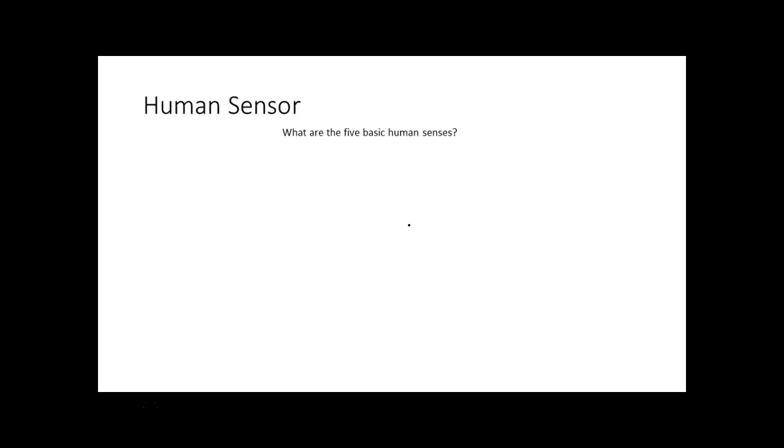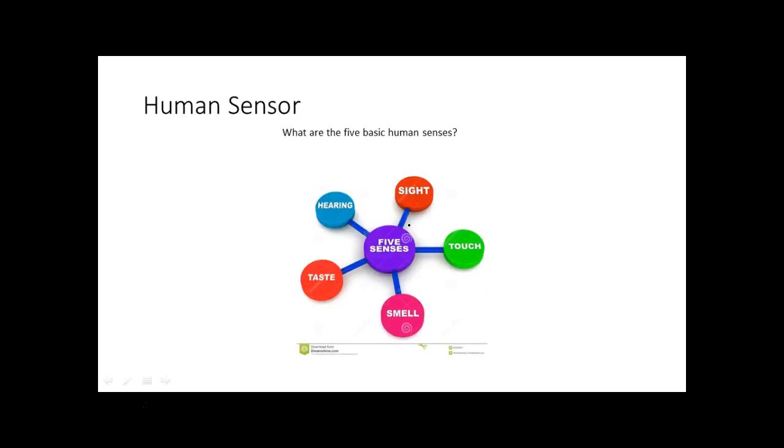What are the five basic sensors? Now, we talk about basic sensors, but hopefully you understand that the human body has a ton of sensors that most people don't talk about. So what do we say our five basic sensors are? We have smell, taste, touch, sight. But in actuality, how many sensors do we have that most people wouldn't talk about? What are the sensors that we have?